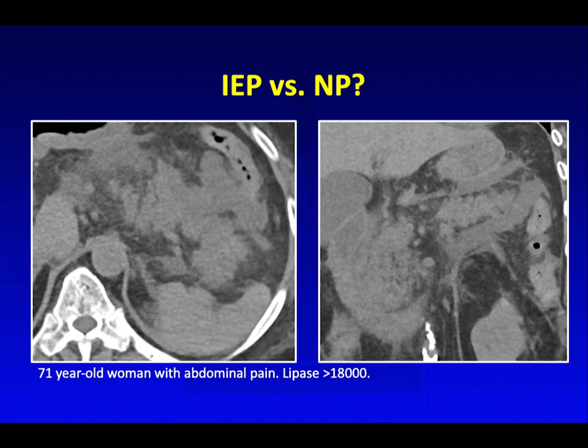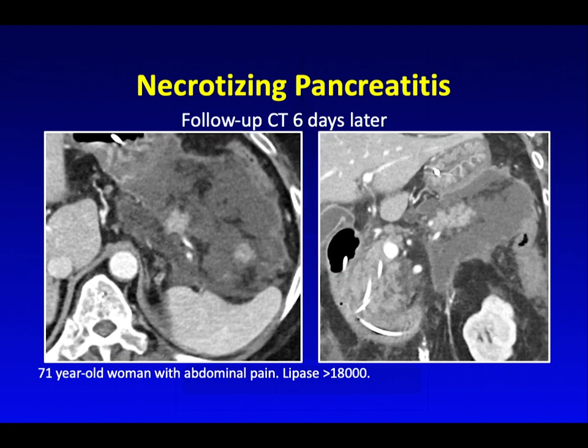How about this example? So it's a non-contrast CT, patient coming in with abdominal pain and elevated lipase. Do you think it's a case of interstitial edematous pancreatitis, or is it necrotizing pancreatitis? So the answer is that it's a case of necrotizing pancreatitis, and honestly, it is very difficult to tell on non-contrast exam, and that is why we really need contrast to distinguish between interstitial edematous pancreatitis and necrotizing pancreatitis.